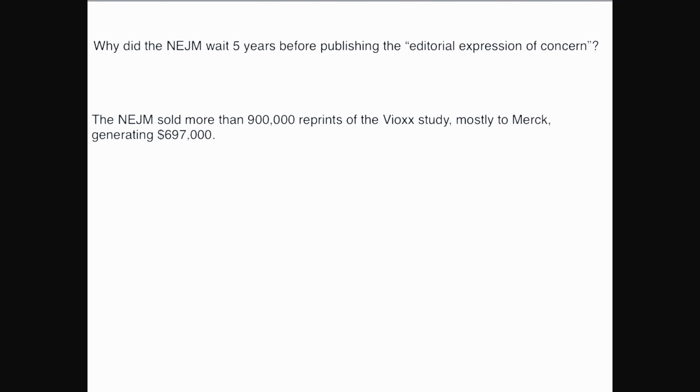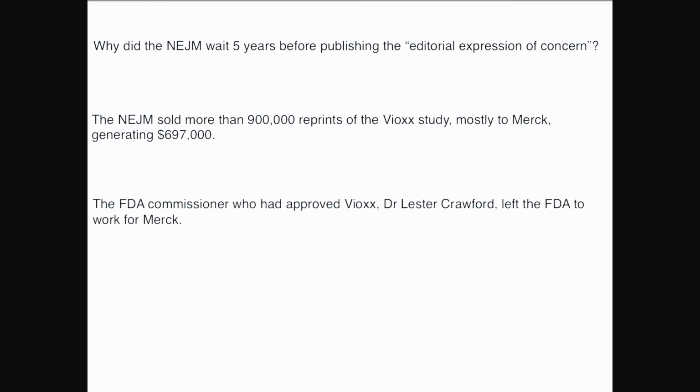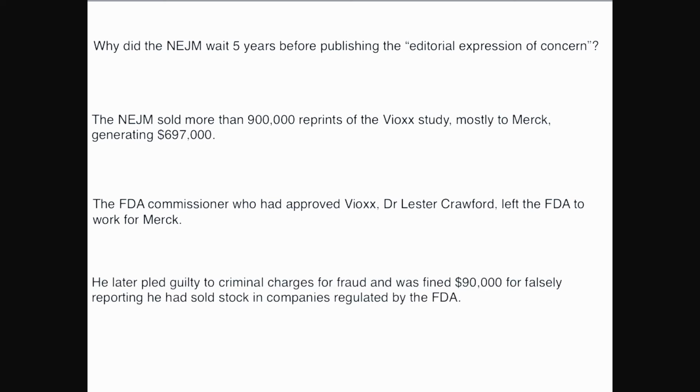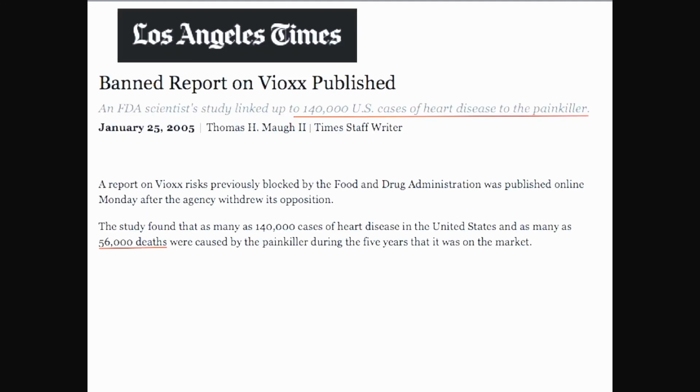Why is that? It's because New England Medical Journal sold roughly 1 million reprints of their study, mostly to Merck, generating $700,000 US. The FDA commissioner who approved Vaux left the FDA to go and work for Merck. He later pleaded guilty to criminal charges for fraud. Initially, the FDA report on Vaux was suppressed, but eventually it got released in the Los Angeles Times.